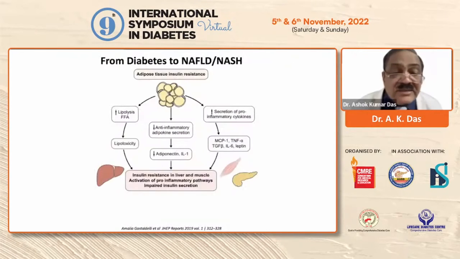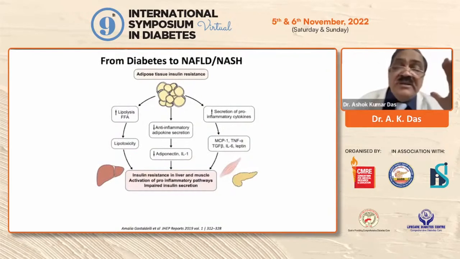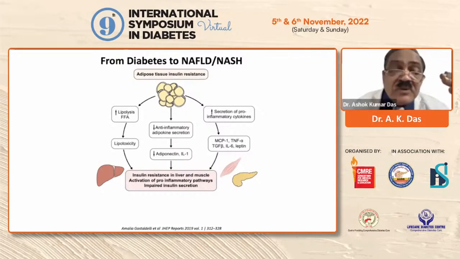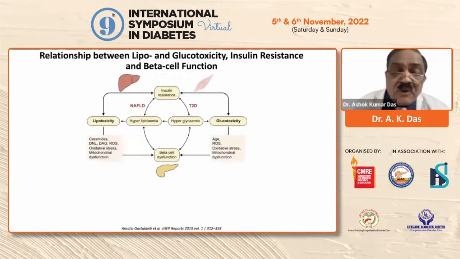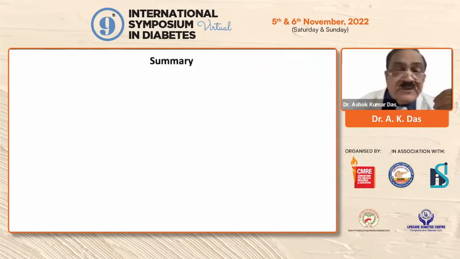I'll go to the last two slides, which show that adipose tissue insulin resistance is a factor in producing NAFL or NASH, and it produces an increase in lipolysis, secretion of pro-inflammatory cytokines, and gives rise to lipotoxicity. Needless to mention, lipotoxicity and glucotoxicity can produce insulin resistance. This shows the relationship between lipo-glucotoxicity, insulin resistance, and beta cell function.